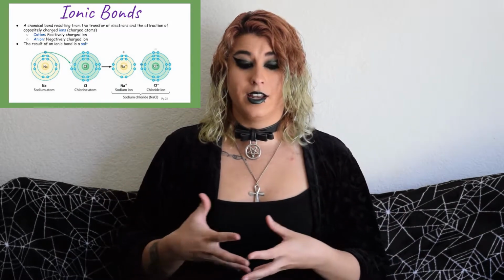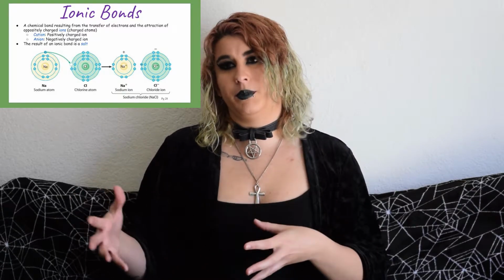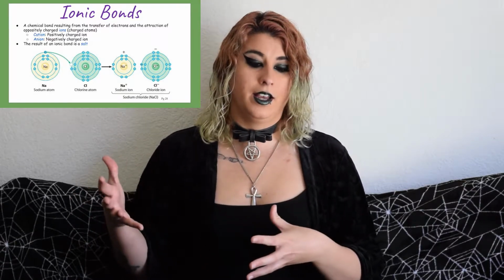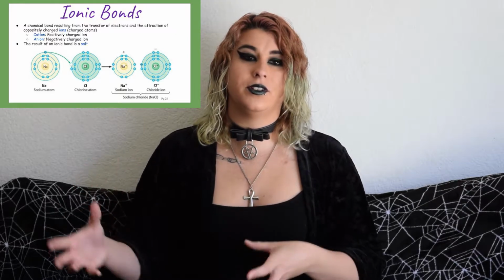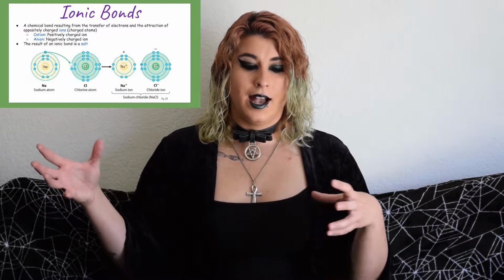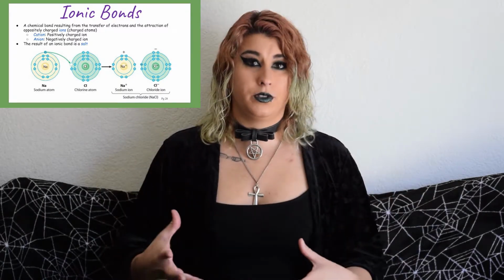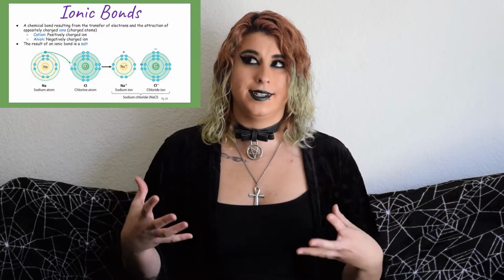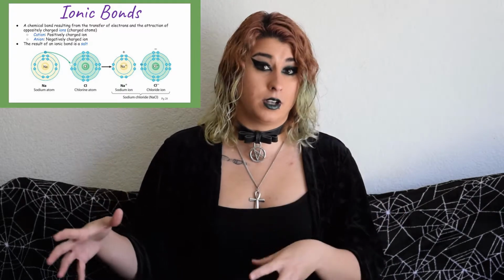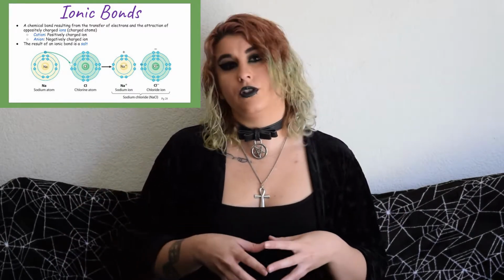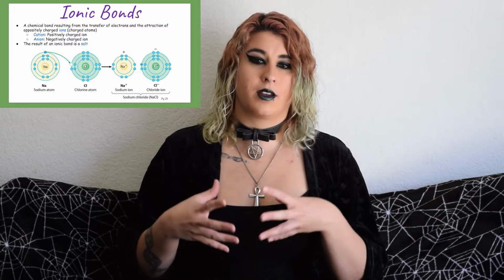Specifically with ions, the positively charged ion is going to be known as a cation, and the negatively charged ion is known as the anion. And the result of this ionic bonding is what is known as a salt. So it's easy to remember this because table salt, NaCl, sodium chloride, is an ionic bond.